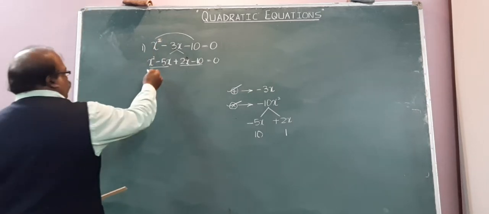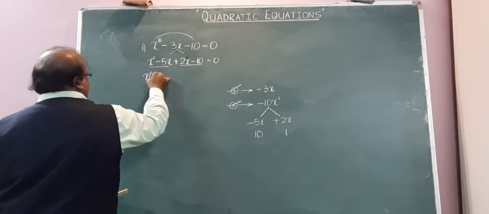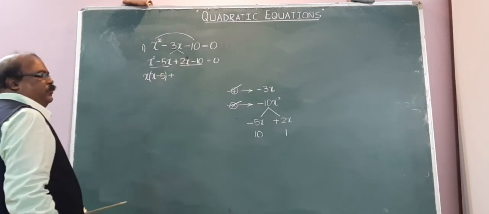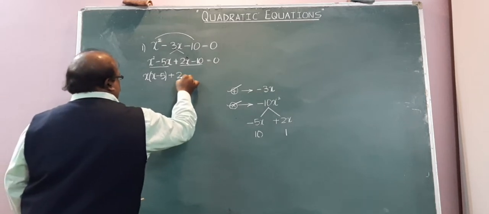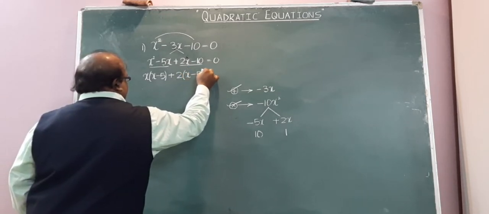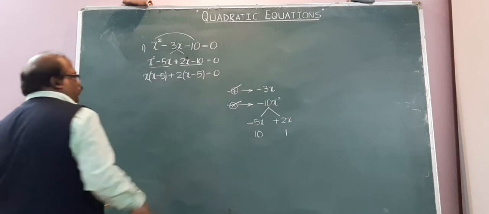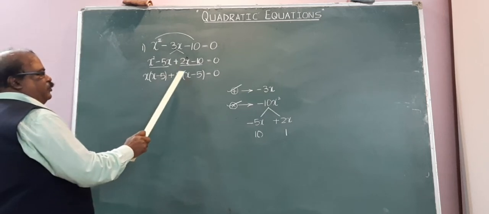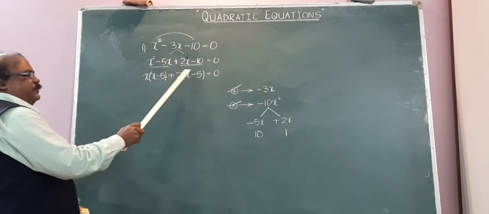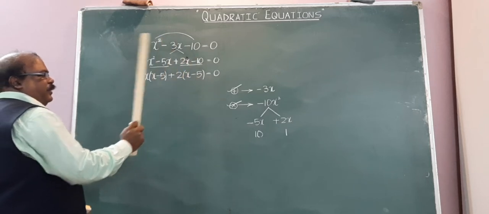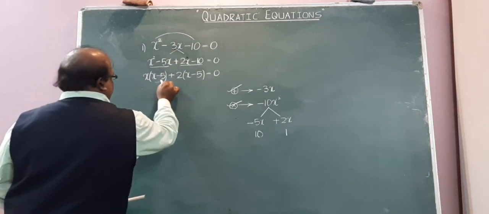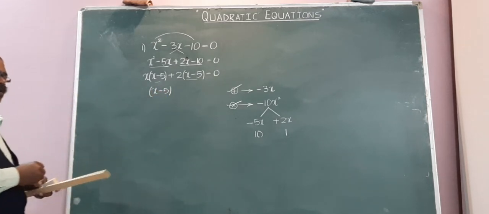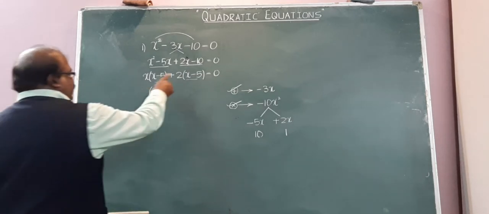Tell me the factors here. Common factor x, minus 5. Whatever sign you see, that sign comes out as a common factor. 2 times x minus 5 is equal to 0. Let me check. Plus into plus, plus 2 into x, 2x. Plus into minus, minus 2 fives are 10. You have to get a common bracket. What is the common bracket? x minus 5. What do you get outside? It is x plus 2.